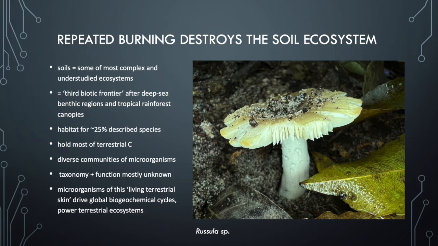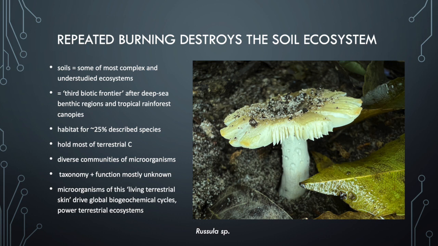First thing we need to say here is that repeated burning destroys the soil ecosystem. Soils are some of the most complex and understudied ecosystems and have been considered to be the third biotic frontier after deep sea benthic regions and tropical rainforest canopies. So very undiscovered and very unknown, and especially when it comes to their function. About 25% of the described species live in soil. So that's huge considering that we don't know the majority of the species that live in soil.